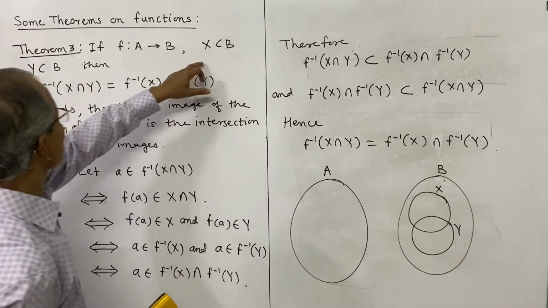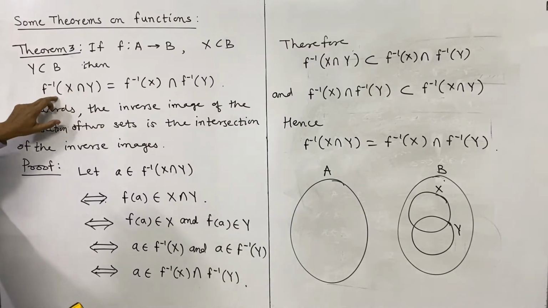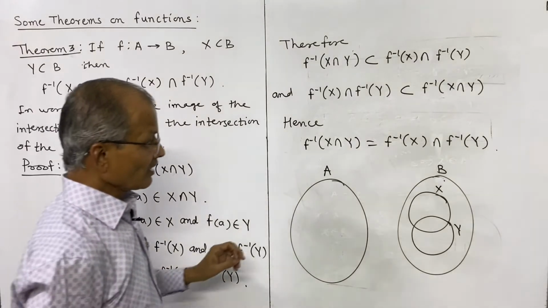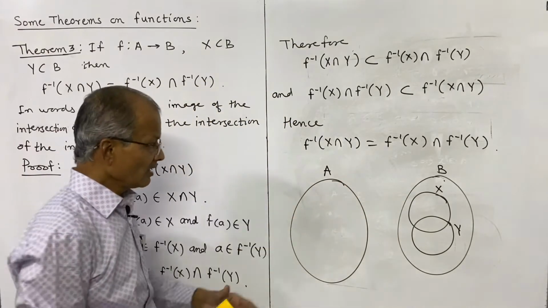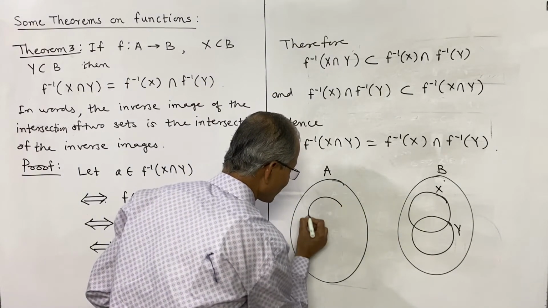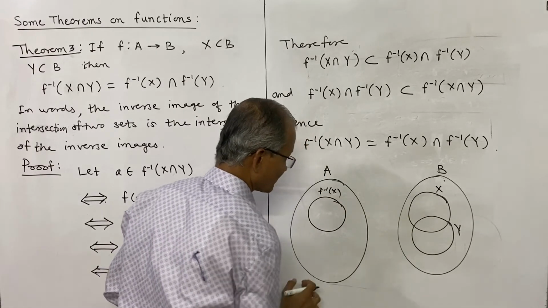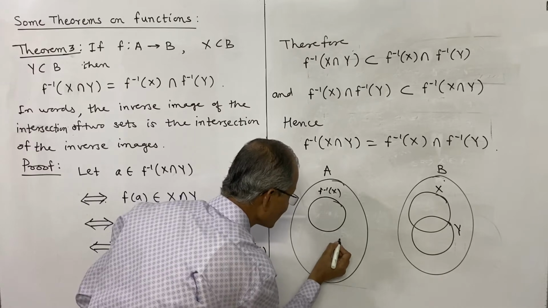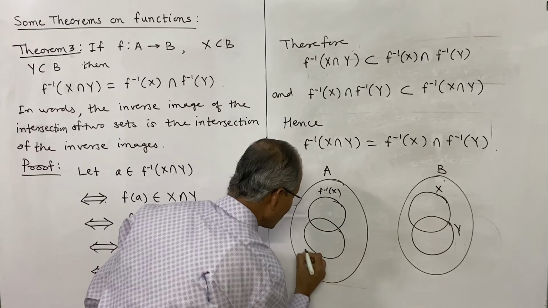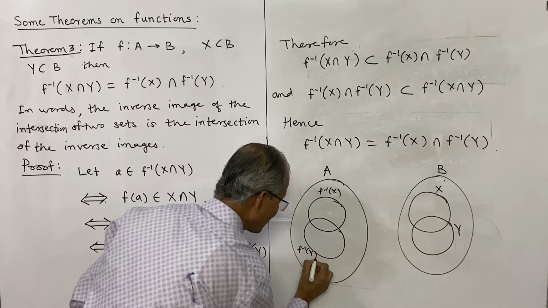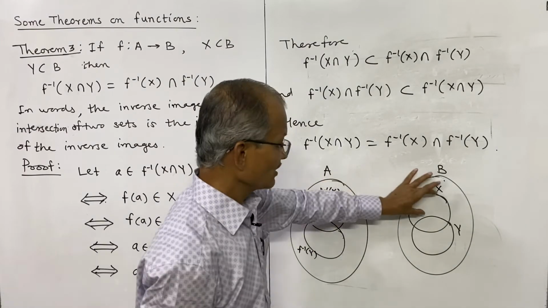These are subsets of B, and the theorem says that inverse image of their intersection. If x is here, then its inverse image will be in A. So there will be, say, f inverse of x. So suppose this is the f inverse of x, and this is mapped to x, and similarly there will be f inverse of y, and this is mapped with y. F image of this is y and f image of this is x.